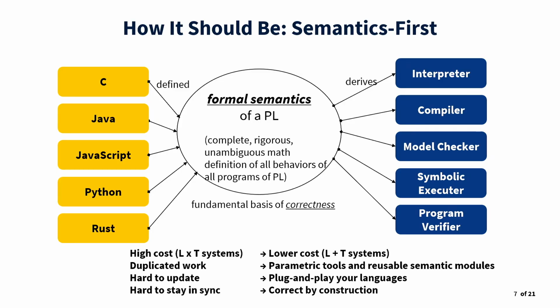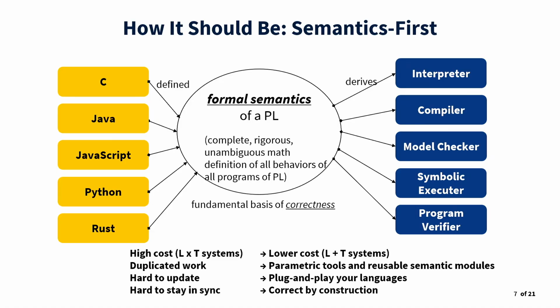So instead of higher costs, now we reduce the cost significantly to L plus T systems. Each programming language has its own semantics, which, as I said, is a very complicated artifact. So that's L systems out there to maintain, to develop, and each tool is now parametric, because that interpreter right there is actually a parametric interpreter. It takes the formal semantics of a language as input. So basically, we're talking about T parametric tools, language parametric tools. So only L plus T systems out there to consider, to maintain.